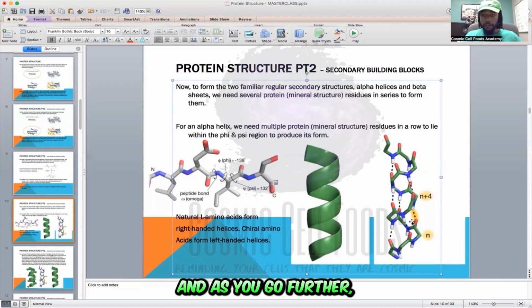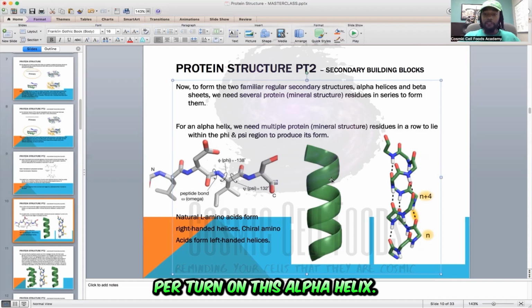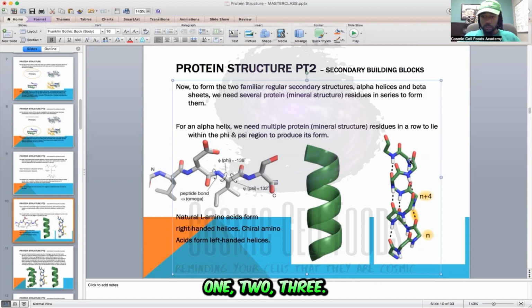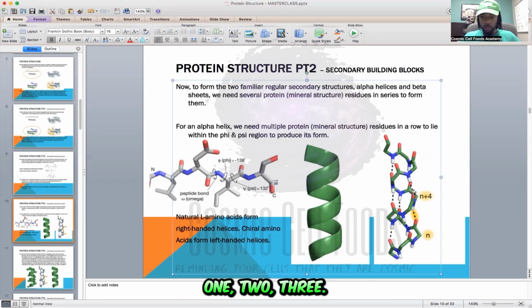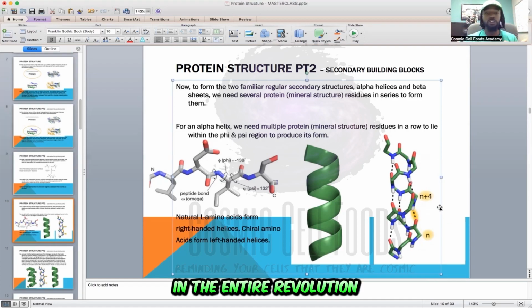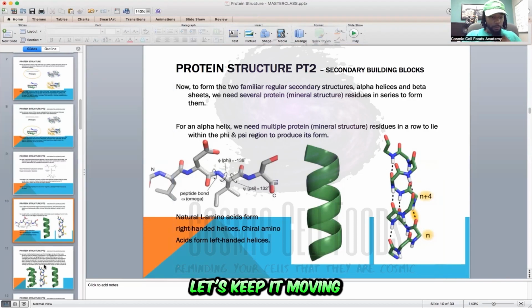As we go further, there are about 3 mineral structures per turn on this alpha helix. So we'll see 1, 2, 3. Now it gets to the next part of the alpha helix. 1, 2, 3. Now it goes to the next stage. 1, 2, 3. It's approximately 3.6. So around 3 to 4 different mineral structures that we'll see in the entire revolution of creating a secondary structure, which is an alpha helix, beta sheet, or a loop. All right, so let's keep it moving, family.